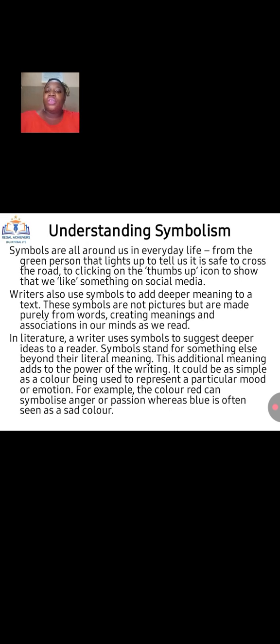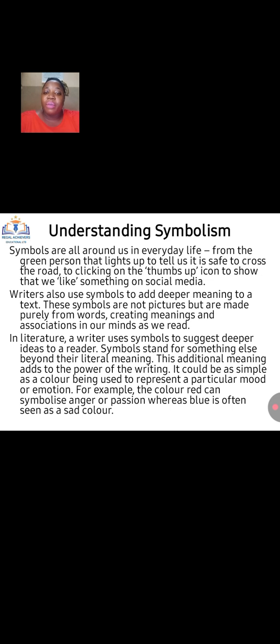When you talk about symbolism, what comes to mind? Symbols are all around us in everyday life, from green pressing that light up to tell us it is safe to cross the road, to clicking on the thumbs up icon to show that we like something on social media. Writers also use symbols to add deeper meaning to a text.